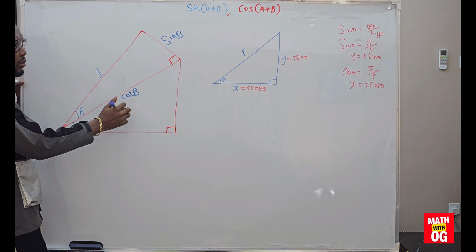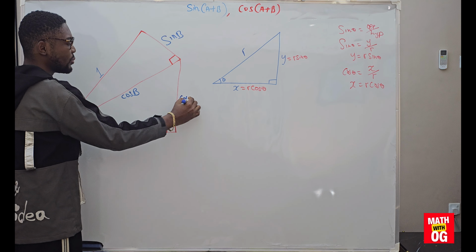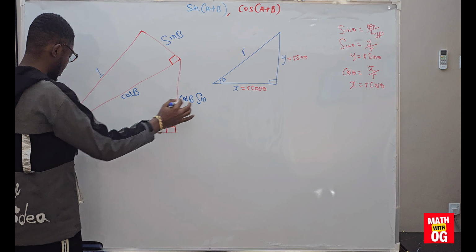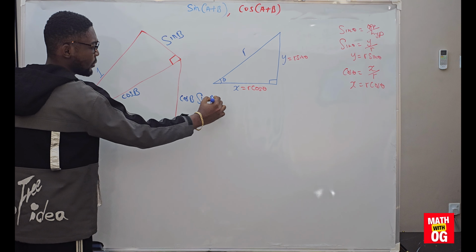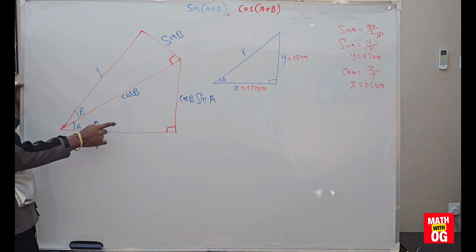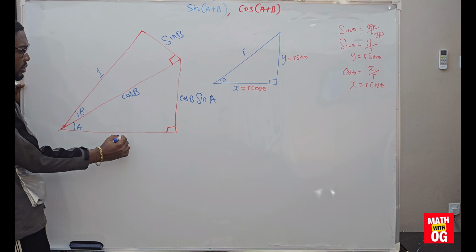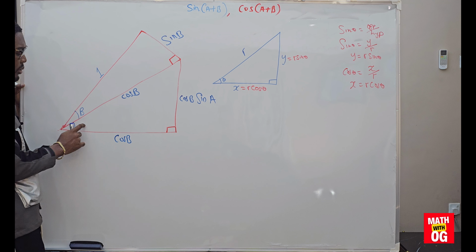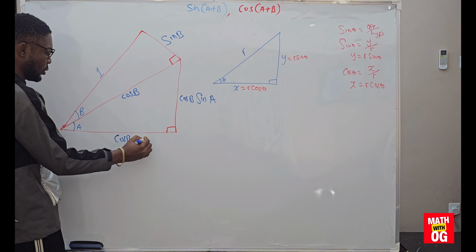Now, over to this side, you have the hypotenuse sin the angle. The hypotenuse here is cos B, so you have cos B sin the angle. Now, the angle here is A. And for this side, hypotenuse cos the angle. So the hypotenuse is cos B, and the angle here is simply cos A.